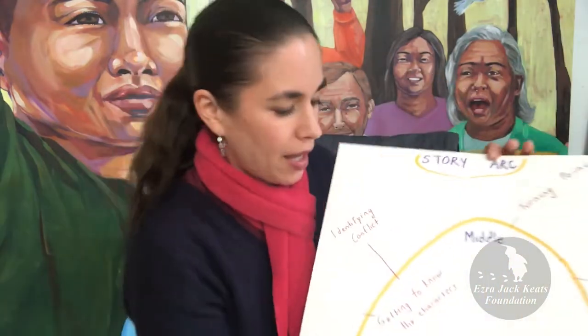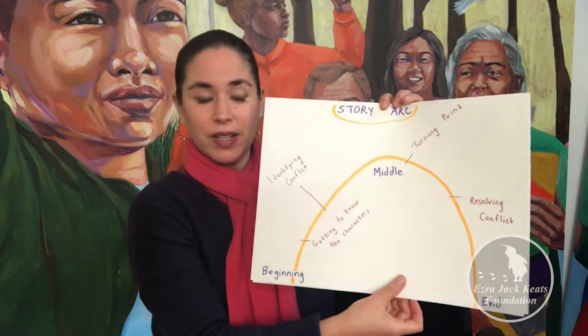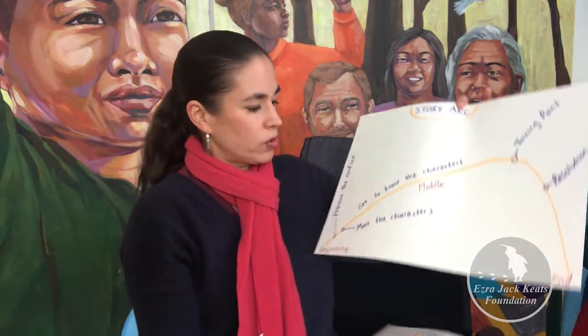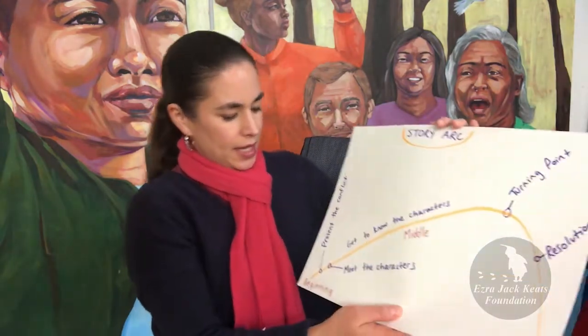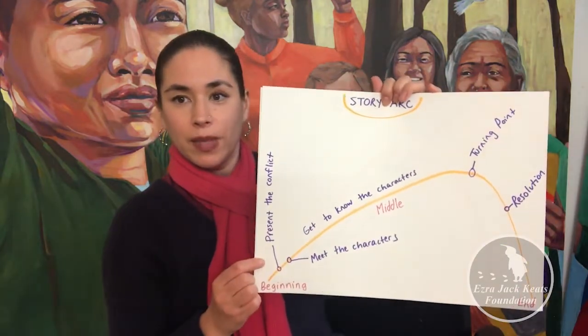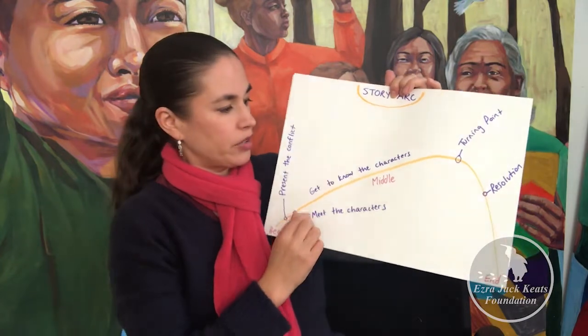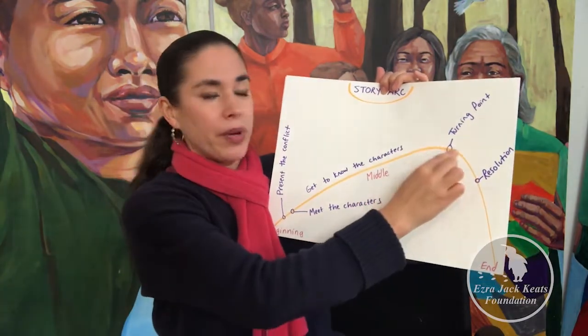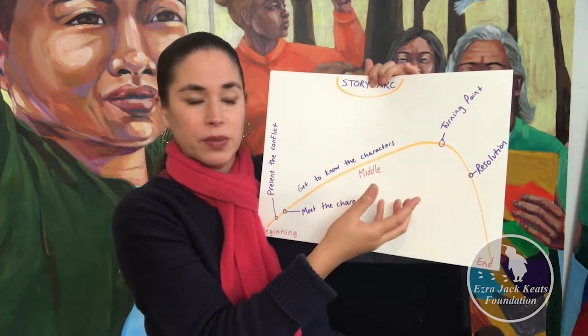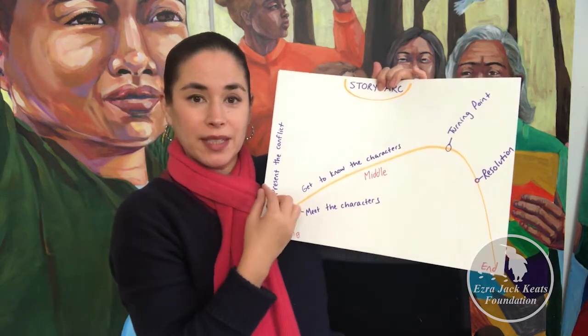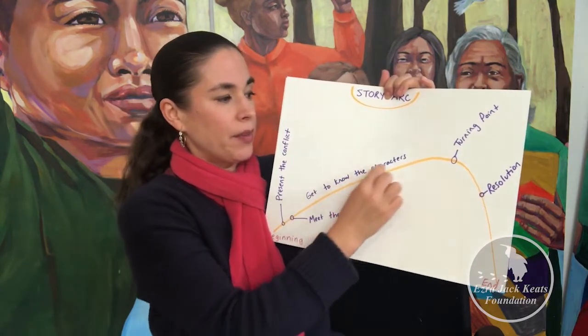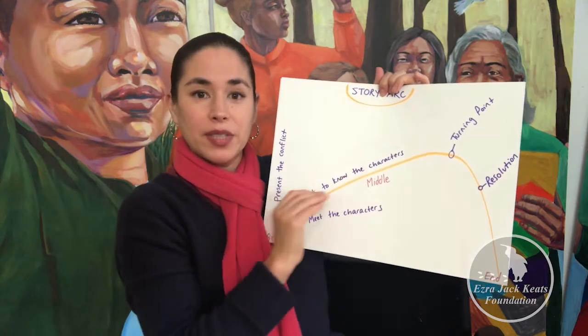Now, not every arc is going to be this even. You may want to do a story where in the beginning we instantly are presented with the conflict. Okay, also at that moment we meet the characters, but maybe the turning point, or when the conflict begins to resolve, doesn't happen until the very end. So we get to spend the entirety of the book, or almost the entirety, building up to the resolution.